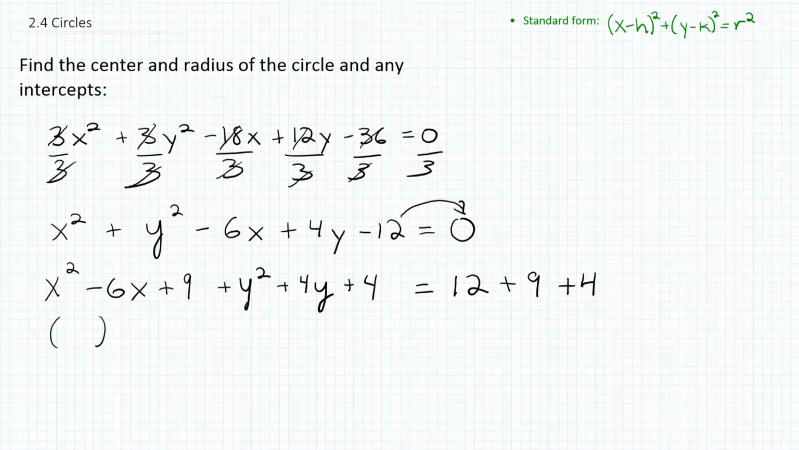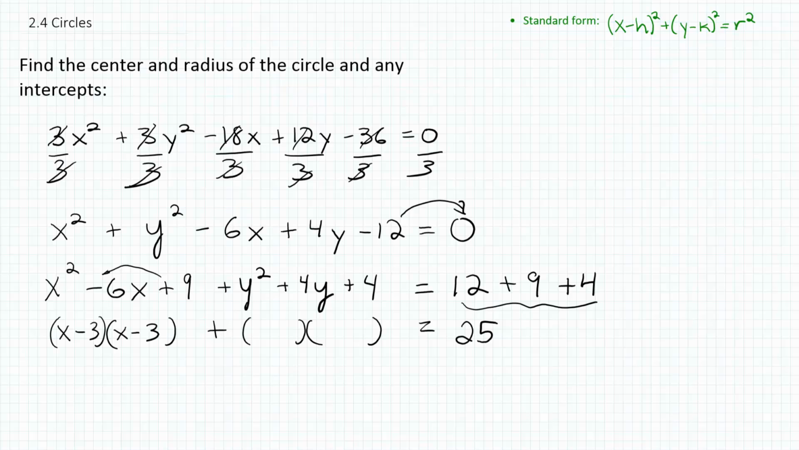Then we factor the trinomials, right? And simplify the constant on the other side. Let's do the constant first. 12 plus 13 is 25. And then we'll have, for the first factoring, x and x, we'll have 2 negative signs, right? And factors of 9 that add to 6 are 3 and 3. Then in the second one, we'll have y and y, 2 positive signs. And factors of 4 that add to 4 are 2 and 2.